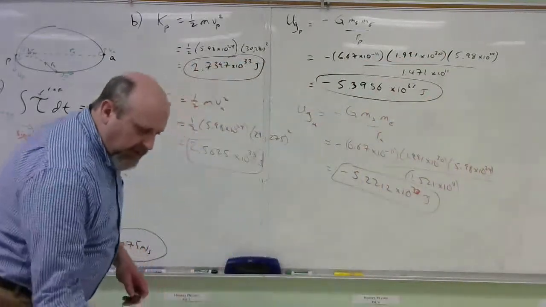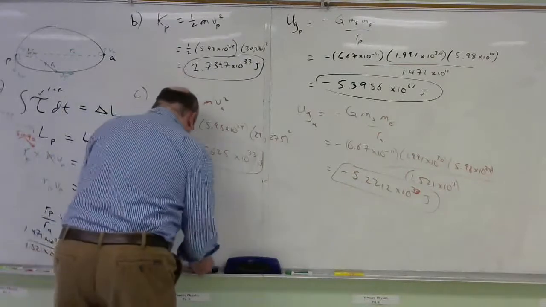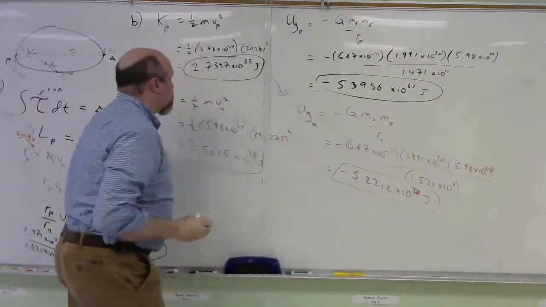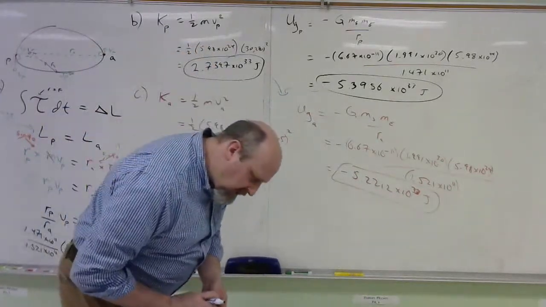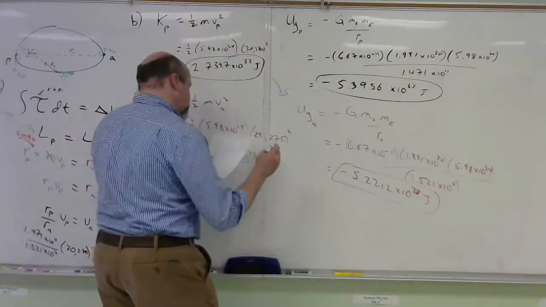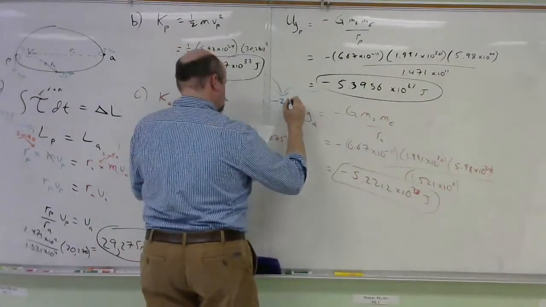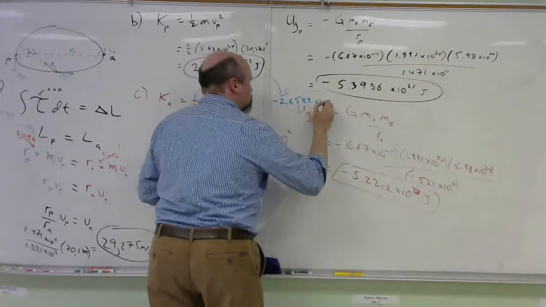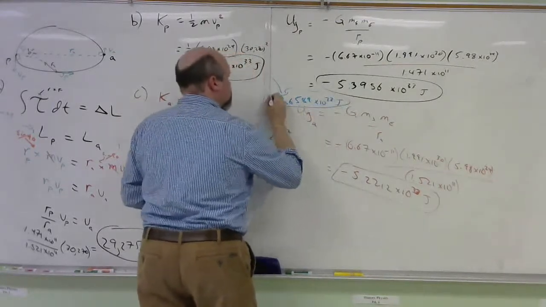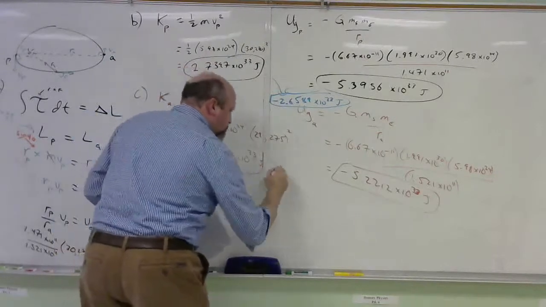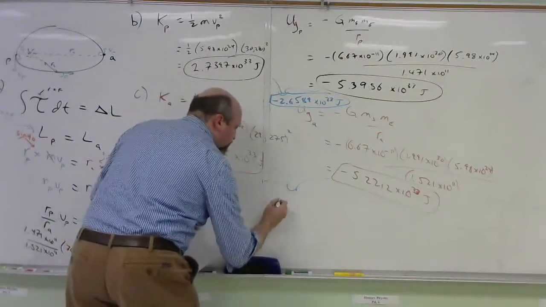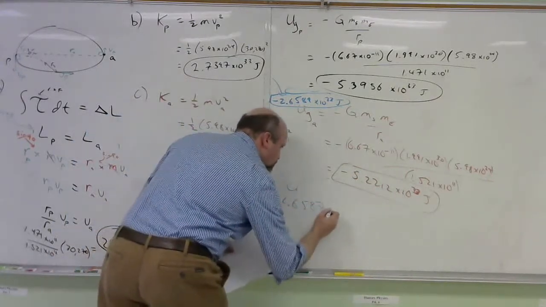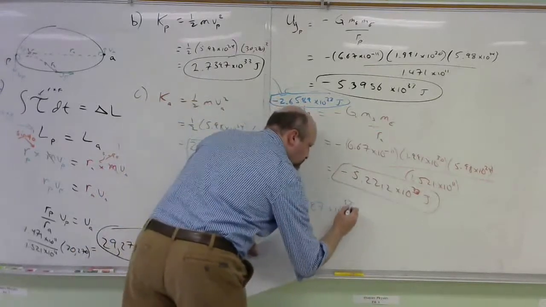What can I say? When you go ahead and you add those up, this and this, at perihelion, I got negative 2.6589 times 10 to the 33rd joules. And then when I took these two values and I added them up, I got that total energy was negative 2.6587 times 10 to the 33rd joules.